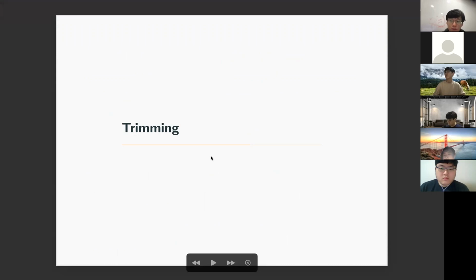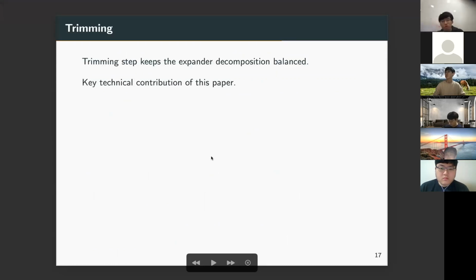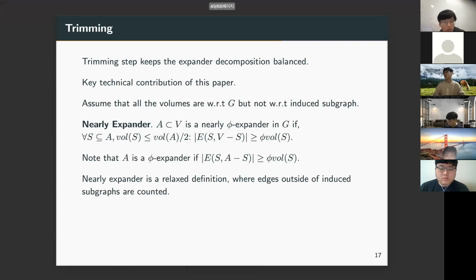Now we will get to trimming. Trimming keeps the expander decomposition balanced, and it is the key technical contribution of this paper. Assume all the volumes are with respect to G, not with respect to the induced subgraph. Given a vertex subset, volume is a fixed function. It doesn't depend on whether G is a subgraph, an induced subgraph, whatever. It is a fixed value.